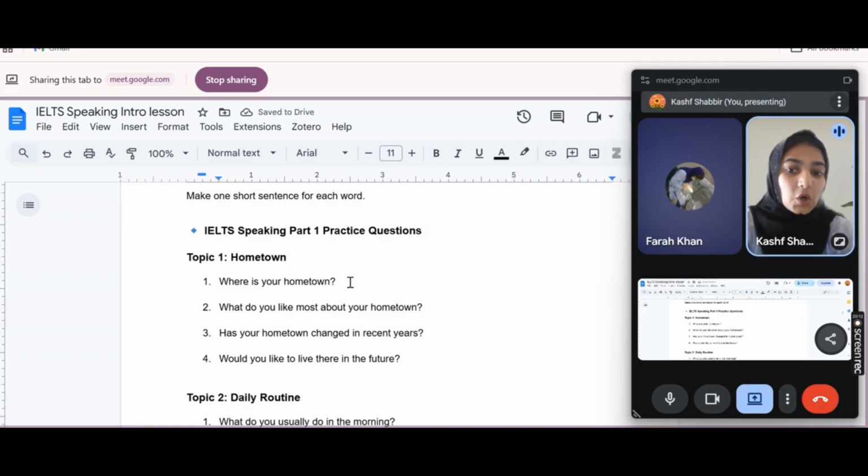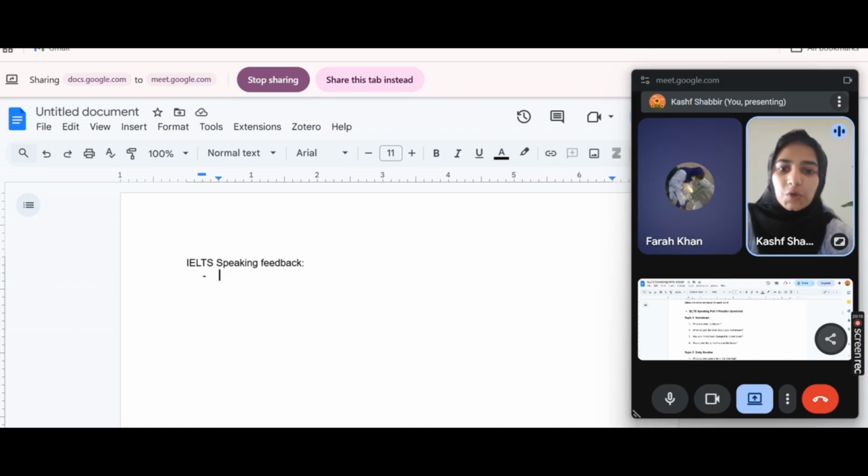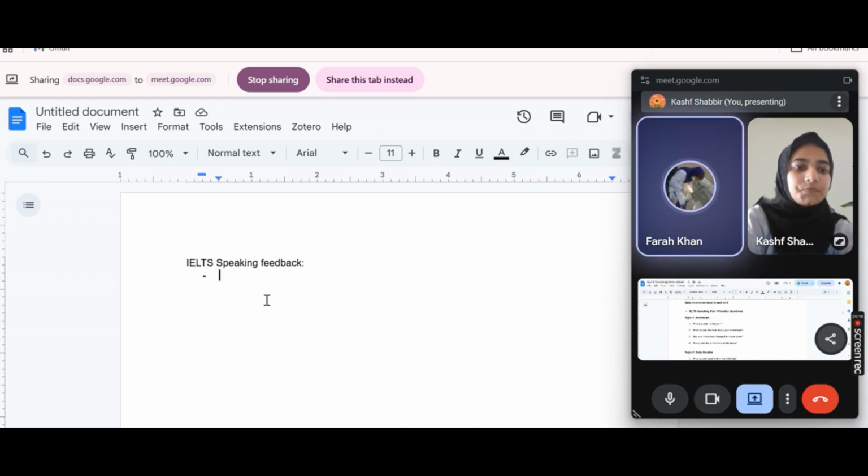We are discussing the topic of hometown. So, where is your hometown? My hometown is in the middle of the district, and it's a very busy city, and I find there is a lot of green. There are a lot of parks and play areas around my house, within the premises of my hometown. It's a very... What do you call it?